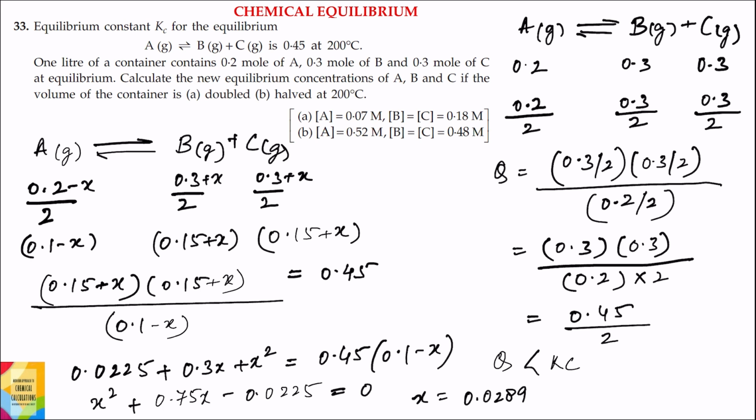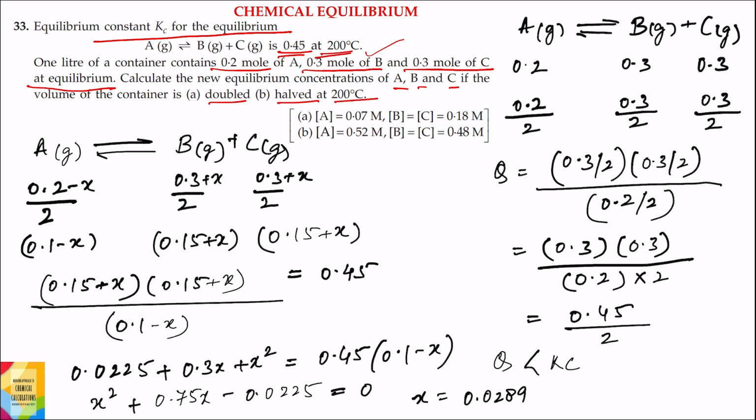Equilibrium constant Kc for the equilibrium A changing into B and C is 0.45 at 200 degrees centigrade. 1 liter of a container contains 0.2 mole of A, 0.3 mole of B and 0.3 mole of C at equilibrium. Calculate the new equilibrium concentrations of A, B and C if the volume of the container is doubled and halved at 200 degrees centigrade.